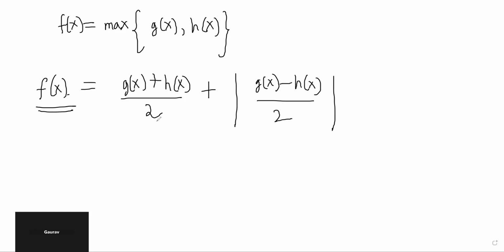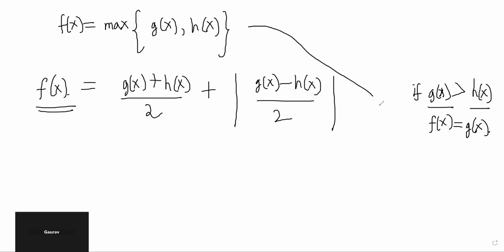Now, why is this mod going to give us the correct answer? Think about it. If g of x is greater than h of x, the mod will open with a positive sign. In that case, h of x by 2 gets cancelled and you end up with g of x, right? So if g of x is bigger than h of x, f of x becomes simply g of x, which is what should have happened from here.